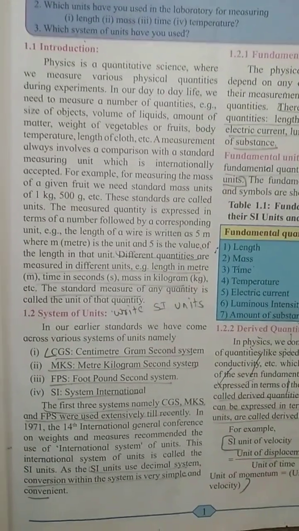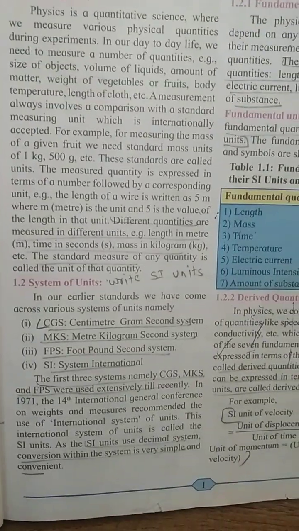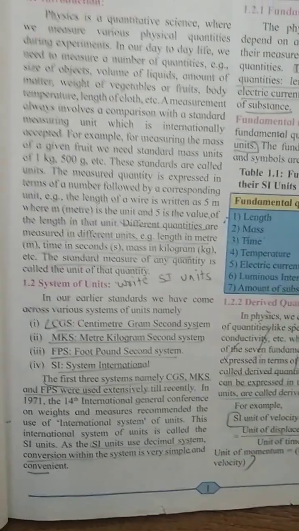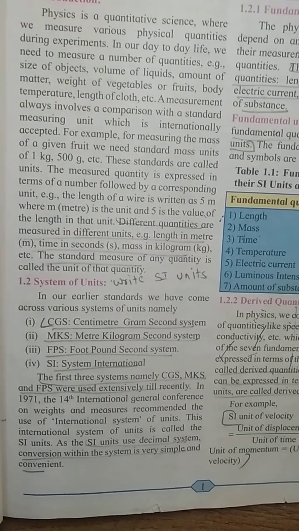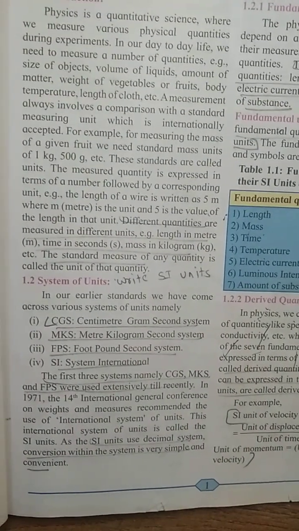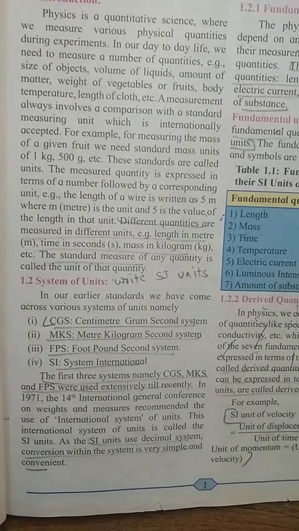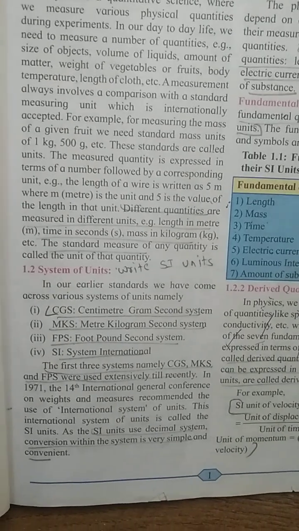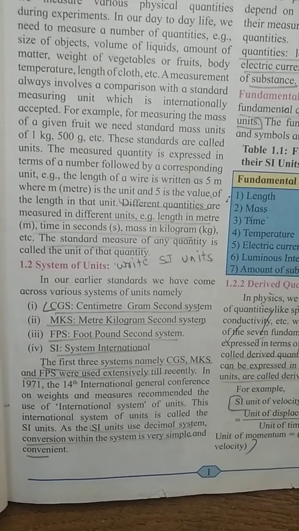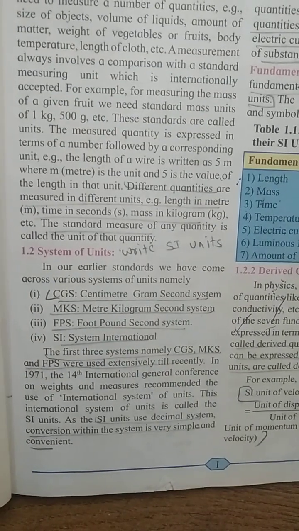The system of units. In earlier standards, from 9th and 10th standard, we have learned about various systems of units, namely CGS and MKS. CGS means the centimeter gram second system. MKS means the meter kilogram second system. FPS means the foot pound second system. SI means the Système International.